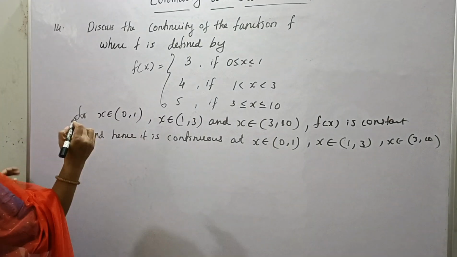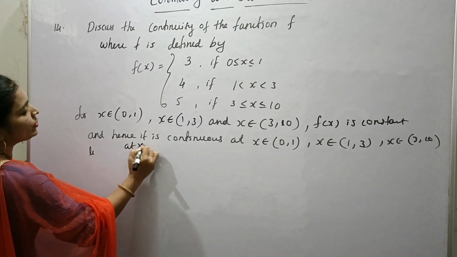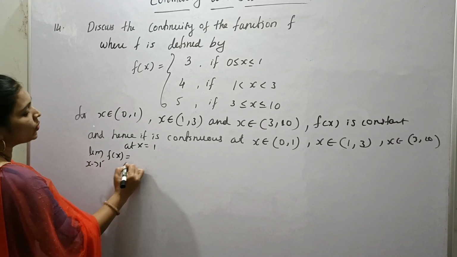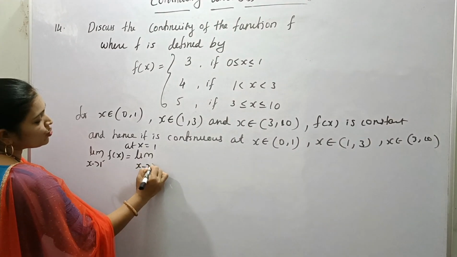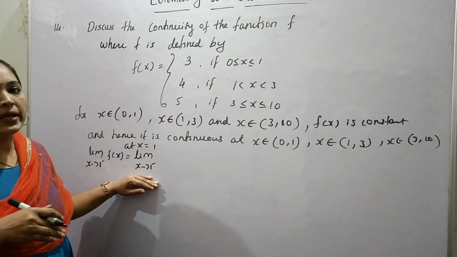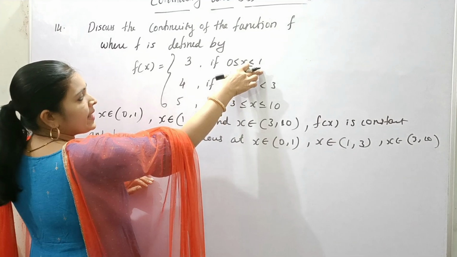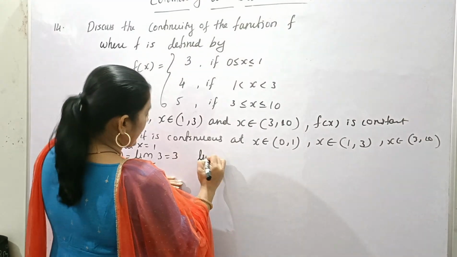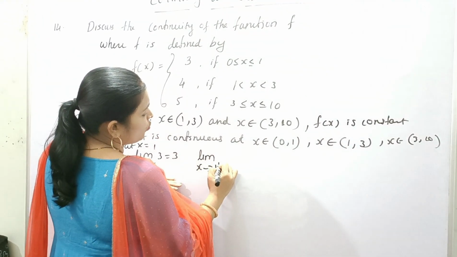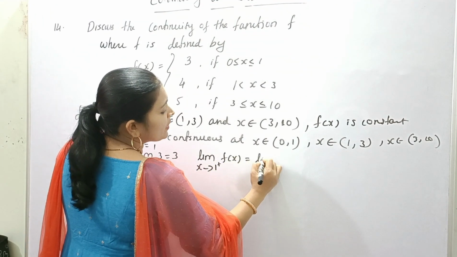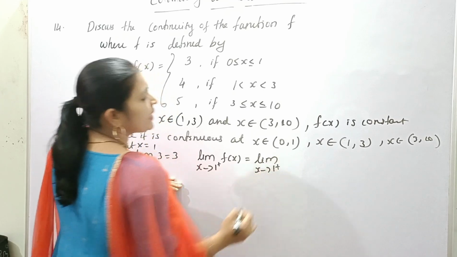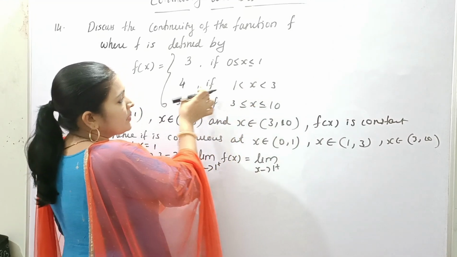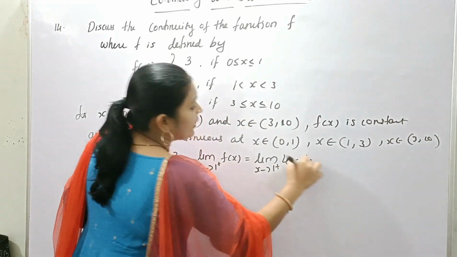So let's check the limit, first of all, at x is equal to 1. Limit x tends to 1 minus f of x, that is 1 minus, less than 1. So when x is less than 1, the function is 3, so the limit is 3. Next, limit x tends to 1 plus f of x, that is 1 plus, meaning greater than 1. When x is greater than 1, the function is 4. So the limit value is 4.